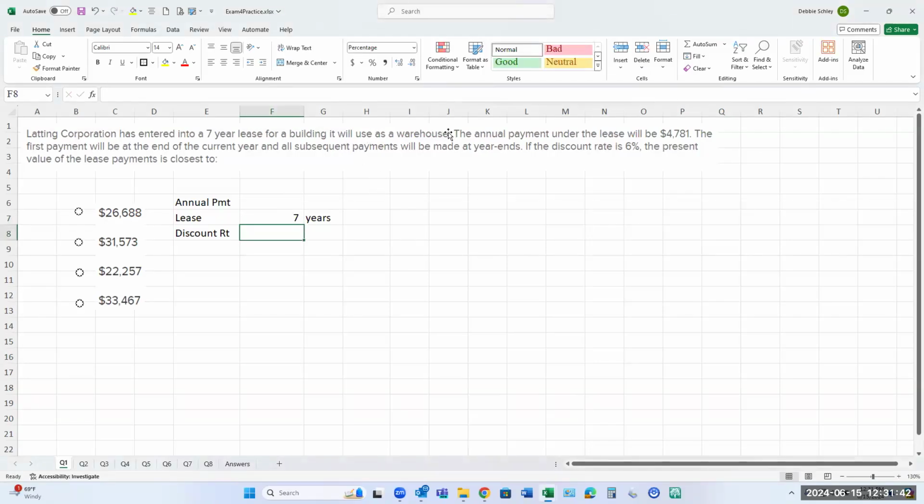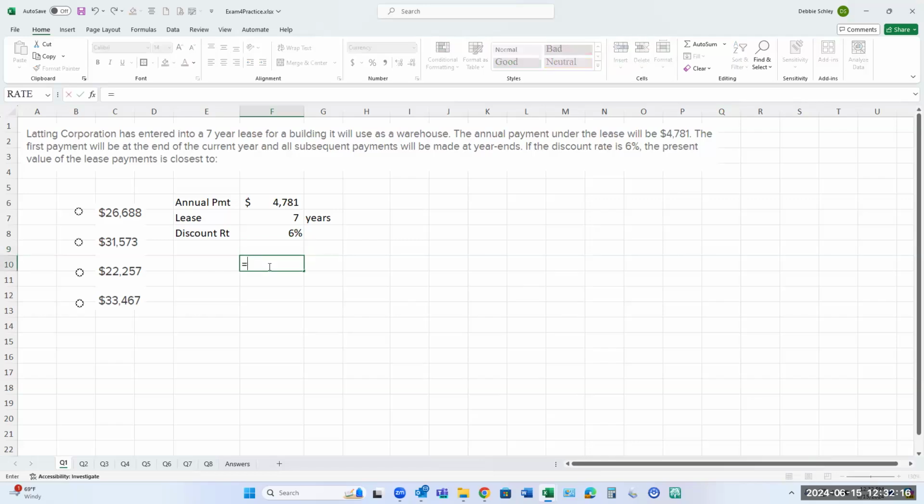it will use as a warehouse. The annual payment under the lease will be $4,781. The first payment will be at the end of the current year. Okay, so that's important. It's end of the year, and all subsequent payments will be made at the end of the year or year ends. If the discount rate is 6%, the present value of the lease payments is closest to.